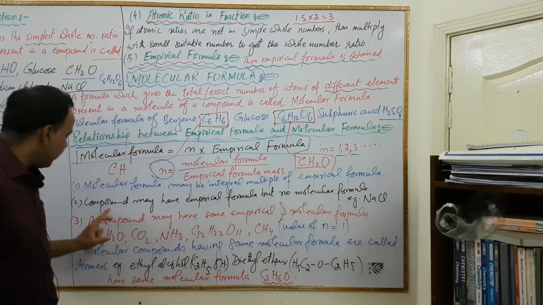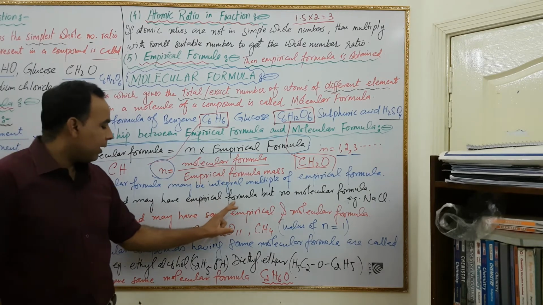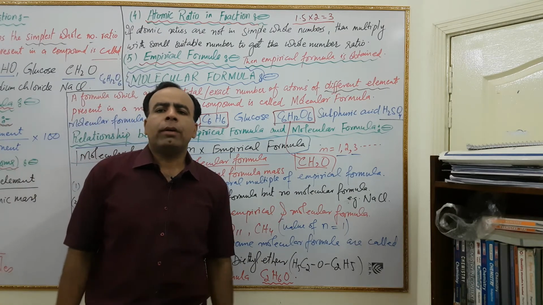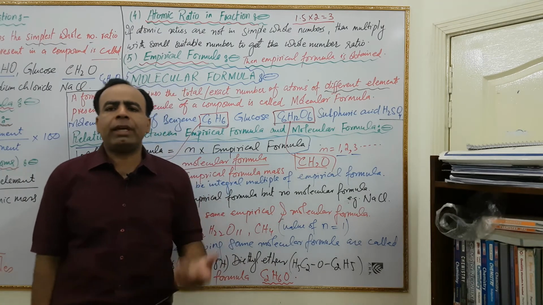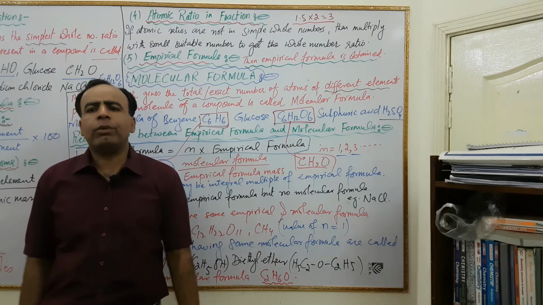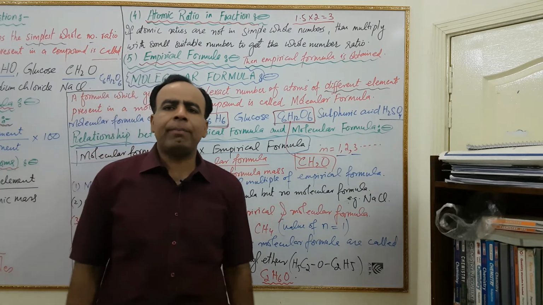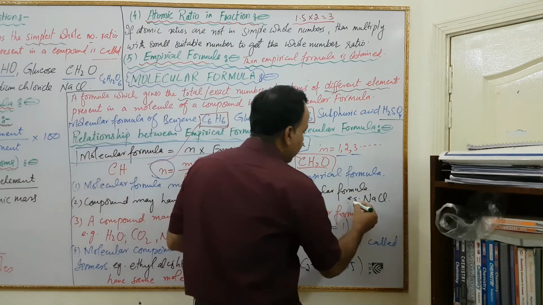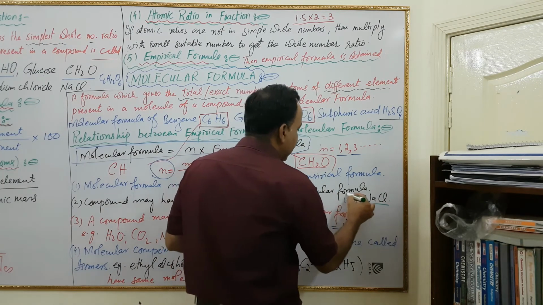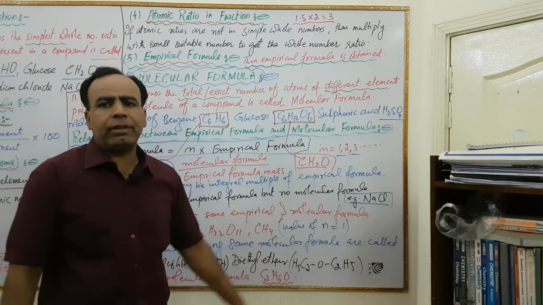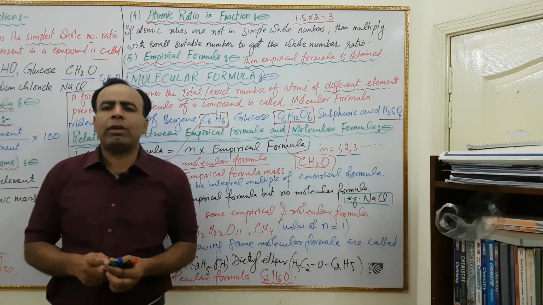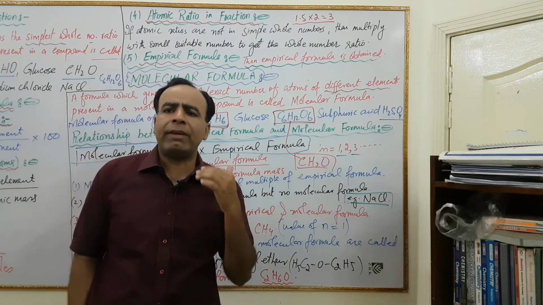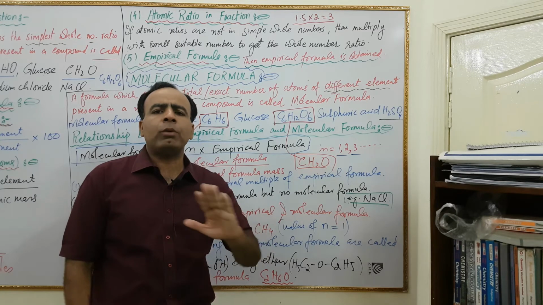Now, dear students, point number 2: compounds may have an empirical formula but no molecular formula. There are certain compounds which have an empirical formula but do not have a molecular formula. For example, sodium chloride has empirical formula NaCl, and ionic compounds cannot have a molecular formula, as sodium chloride is an ionic compound. All ionic compounds have an empirical formula but no molecular formula.